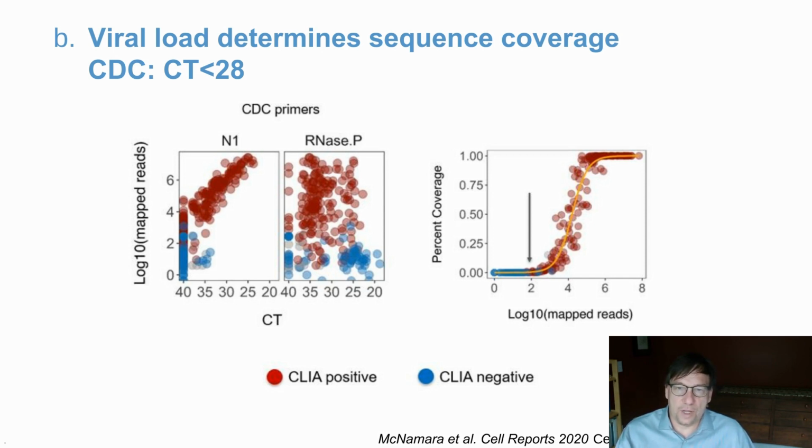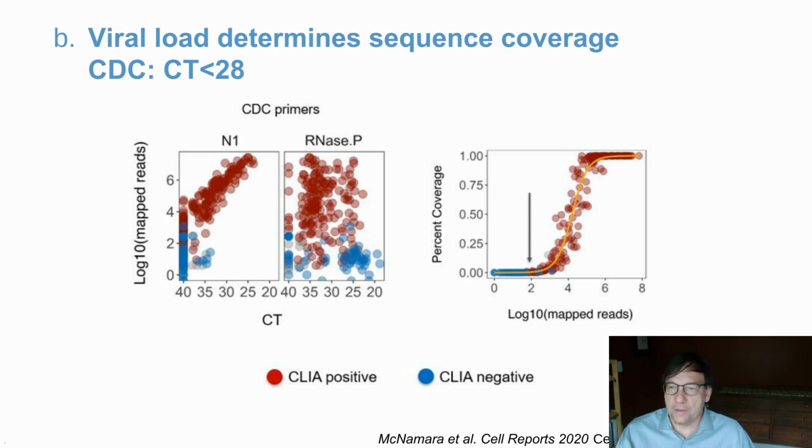And again, if you look at the RNase-P panel, there is no relationship because RNase-P is not related to viral load. If you look at the N1 panel, you can see that there is a linear relationship, very strictly linear if the CT value is less than 30. Between 30 and 40, it's sort of hit or miss, and also a rapid, more than linear drop in log coverage.